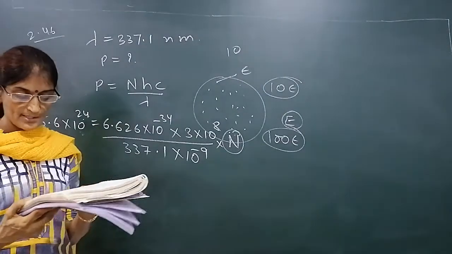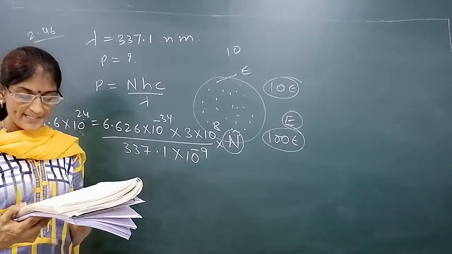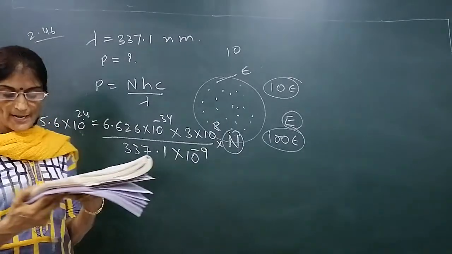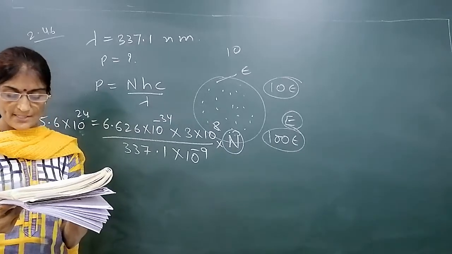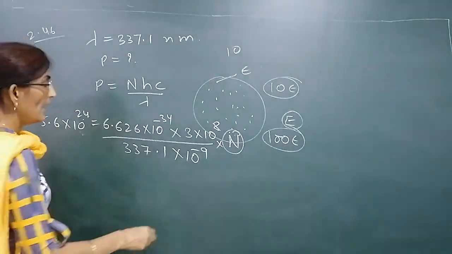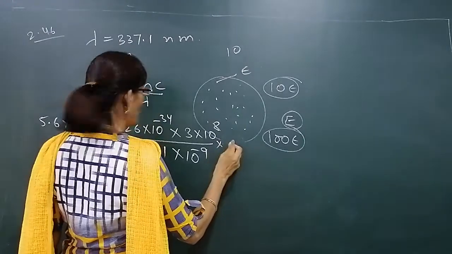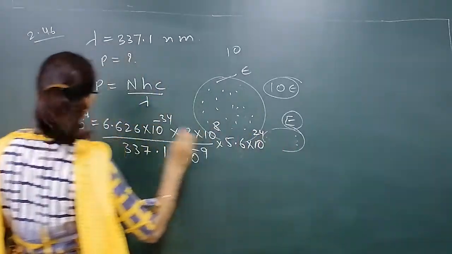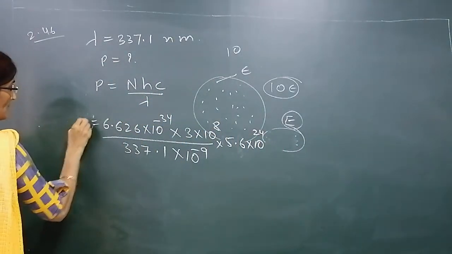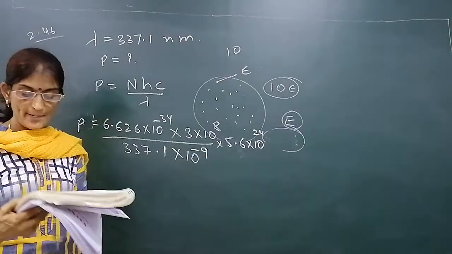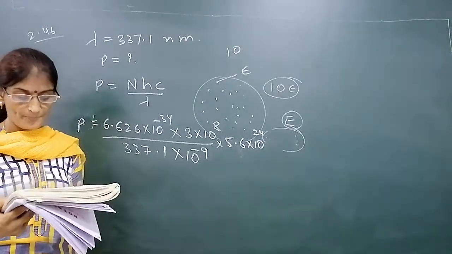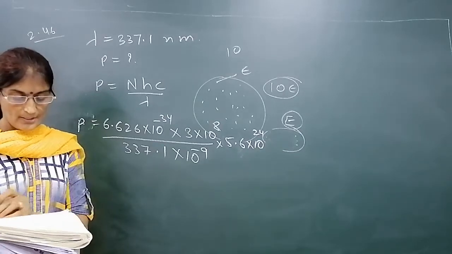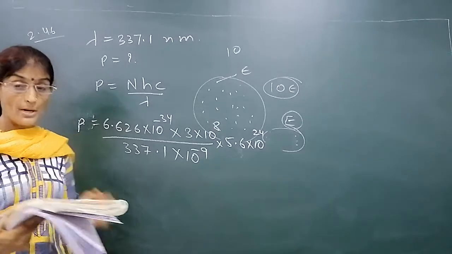There is a misprint in the question, so check it properly and then solve. Nitrogen laser produces radiation at a wavelength. Then the missing value is 337.1 nanometer. Number of photons emitted is 5.6 × 10^24. N is given, 5.6 × 10^24. What you have to determine is power. Power is not given, number of photons is given. You have to calculate the power. So change the question accordingly in your textbook. Now next question, question number 2.47.